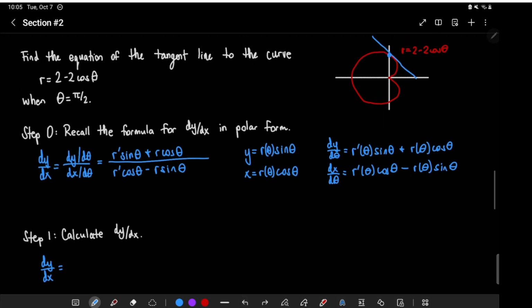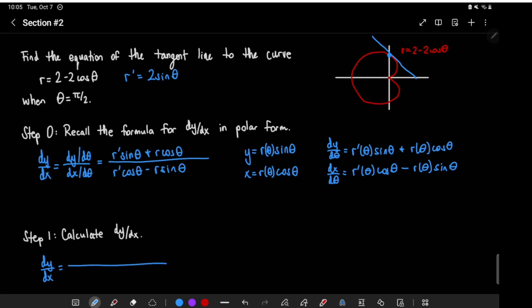Then calculating dy dx for our problem, all I would need to know is what r prime is. Notice I wrote r prime here instead of r prime as a function of theta, just to save space. But we know it's a function of theta. r prime would be, okay, derivative of 2 is 0. Derivative of cosine is negative sine. So that would be negative 2 sine theta. So positive 2 sine theta.